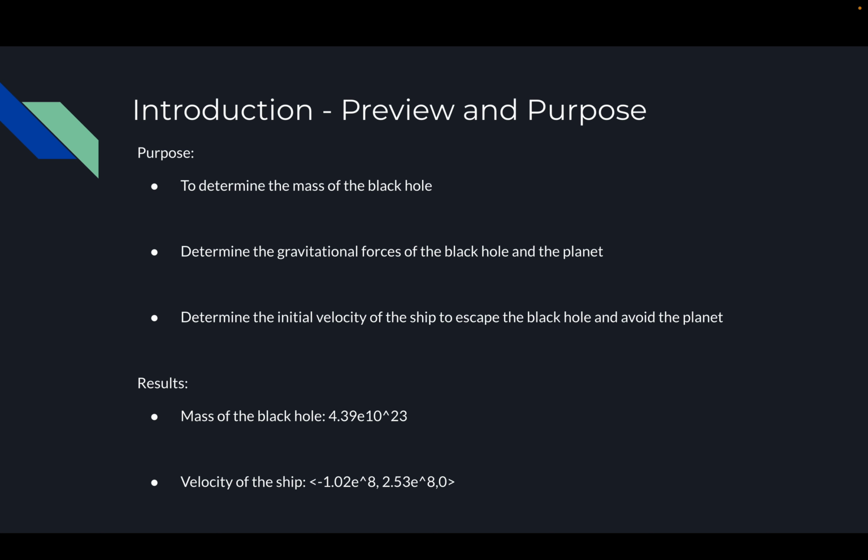So, the results of this lab include the mass of the black hole being 4.39 times 10 to the 23rd, and the velocity of the ship being negative 1.02 times 10 to the 8, and 2.53 times 10 to the 8. And then the z direction, the velocity is 0.